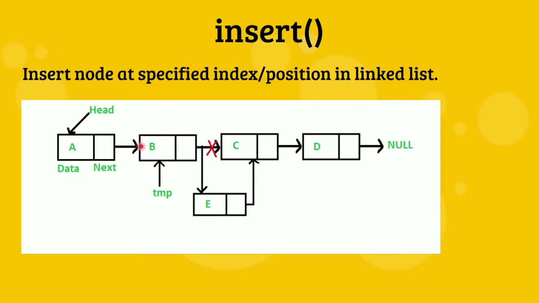Once I have B inside a variable, then I will do E.next equals B.next, and then B.next is equal to E, and our insertion will be completed. And how it actually works, let's understand that in our pseudocode.